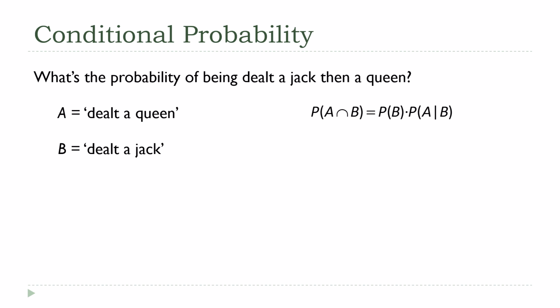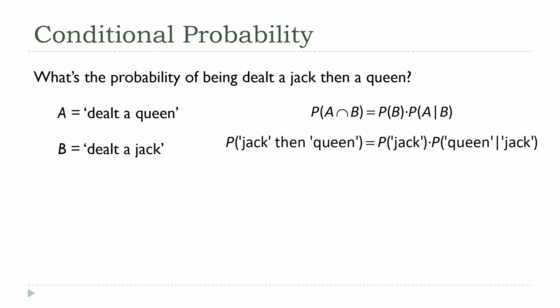Now, referring to this as the intersection is abusing the notation a little, because when we're talking about sets, remember, there is no ordering. And we do care about order here, so I'm going to be a little more explicit about this on the next step. I'm going to replace the A's and B's with our events. What I'm looking for here is the probability of a jack, then a queen, not really a jack and a queen. And that's equal to the probability of being dealt a jack times the probability of being dealt a queen, given that the first card was a jack.